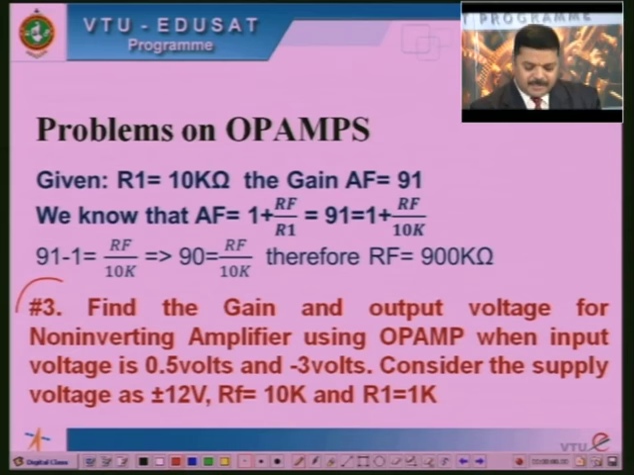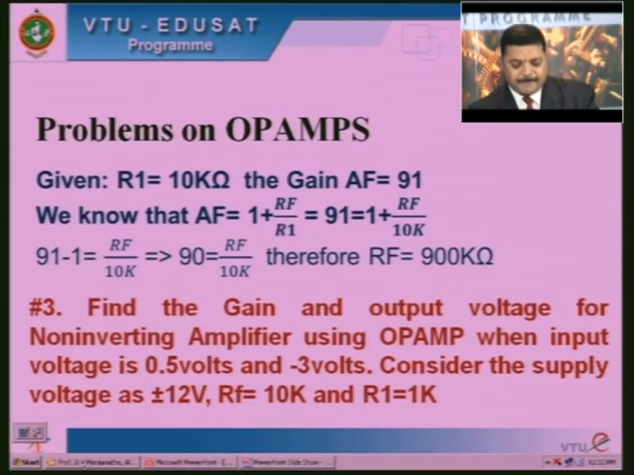In this problem, the input voltage is given as 0.5 and minus 3. Two cases exist here. In case 1, we have to take input voltage as 0.5 volts, and in case 2, we have to take Vin or Vi as minus 3 volts. And in both the cases, the supply voltage is plus or minus 12 volts, the feedback resistor is given to be 10 kilo ohms, and R1, the input resistor or the external resistor, is given to be 1 kilo ohms.